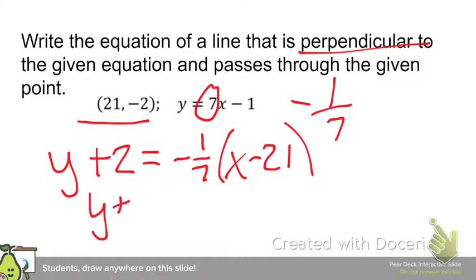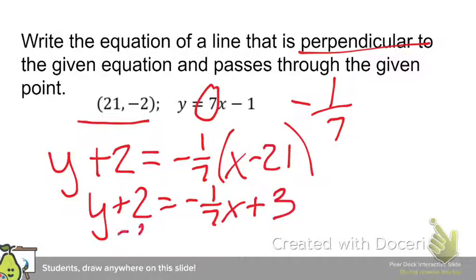Then if I want to get it to slope-intercept form, which is not necessarily required, but most of you guys prefer slope-intercept, then negative times a negative would be a positive, and then 1/7 of 21 is 3. And then minus 2, and so this equation would be y equals -1/7 x plus 1. And that one would be perpendicular. It has that negative reciprocal slope. And then I used the point that was given. Point-slope form is definitely the way to go here.